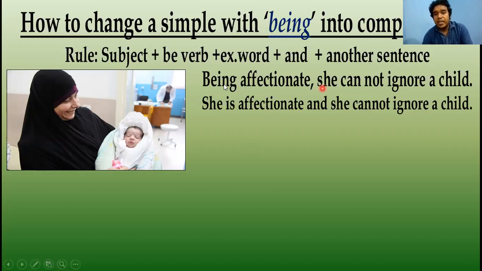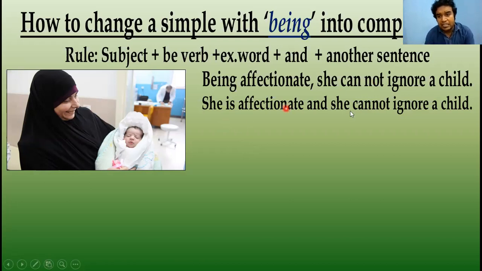You can see, being affectionate. So you must take the subject first, she, and if you find being, then you must put the auxiliary verb as am, is, or was, were. How can you define that this should be is or was? You have to see the second clause. Here you can see she cannot ignore a child. That means can is suggesting a present indefinite tense. That's why you have to take the auxiliary verb as is, that is in present indefinite tense.